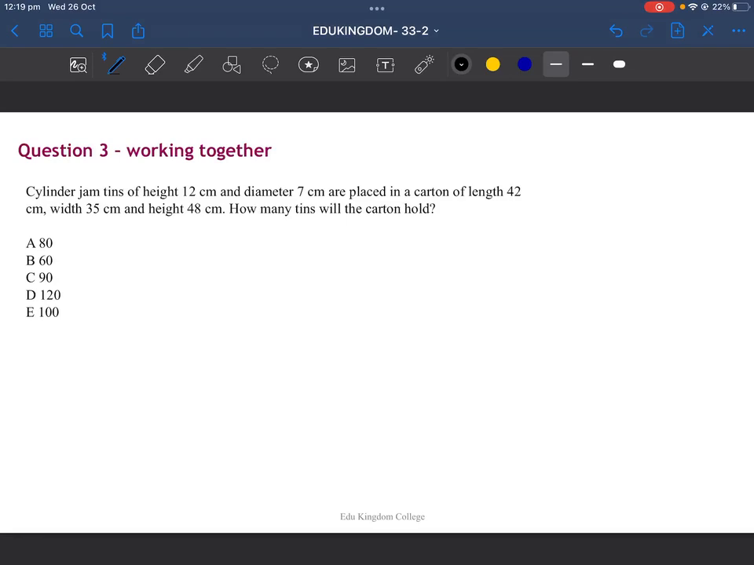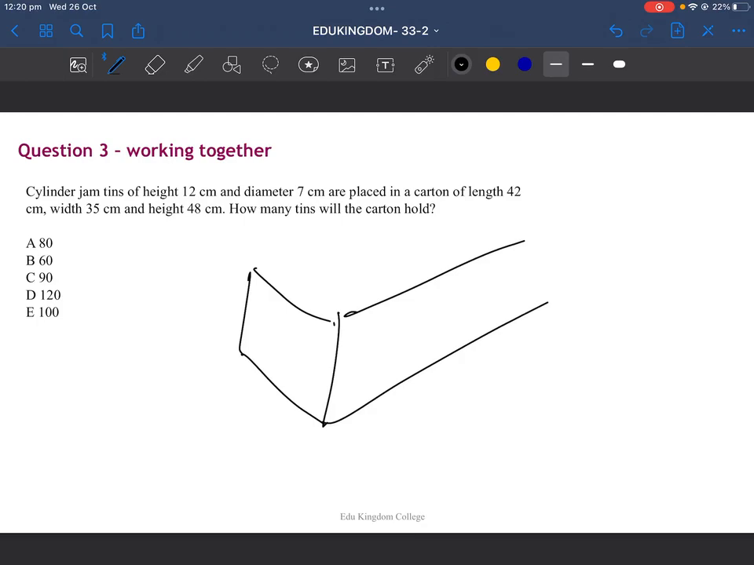Cylinder jam tins of height 12 centimeters and diameter 7 centimeters are placed in a carton of length 42 centimeters, width 35, and height 48. How many tins will the carton hold? For this question, it would be a lot more helpful to actually draw it out. I say this because it's hard for us to imagine a 3D shape in our head, isn't it? So we want to draw things up.